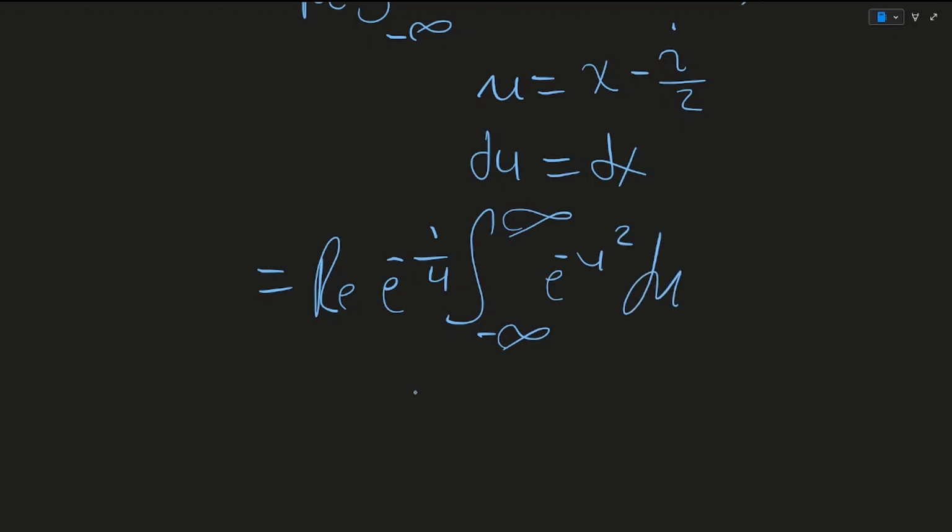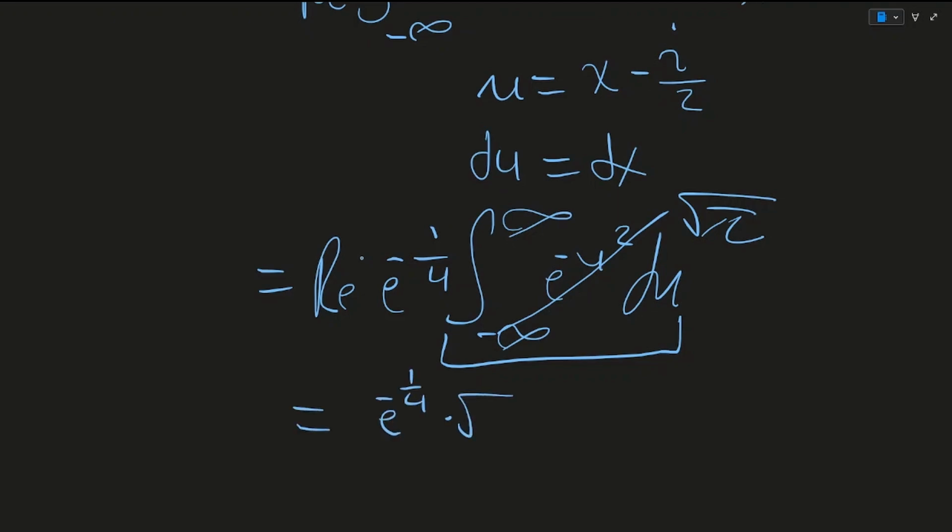And we know this result. This is a pretty common, familiar result in higher math. This is the Gaussian integral. This simply simplifies down to the square root of pi. And so we're left with the real part of e to the negative 1/4 times the square root of pi. But of course, technically we don't have a complex number here. It would be e to the negative 1/4 times radical pi plus 0i. And so we know that the real part is simply just e to the negative 1/4 times radical pi.